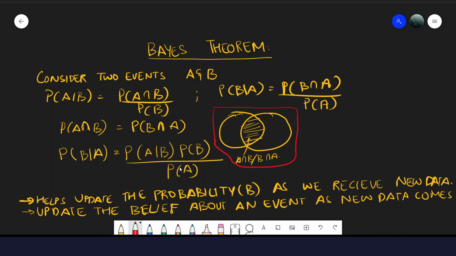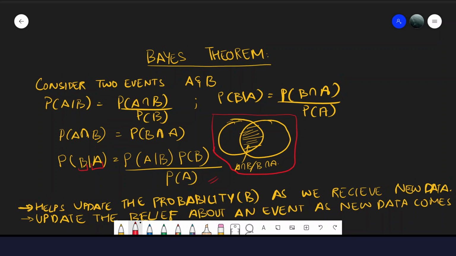So why Bayes theorem is so good, and what is the meaning behind this formula, is that Bayes theorem helps us update the probability B as we receive new data. As we receive more or new information about the event A, we can keep updating our probability B. So we can update the belief about an event as and when new data comes in. In this case, the new data should be about the event A. So as and when that comes in, we can update the probability B.